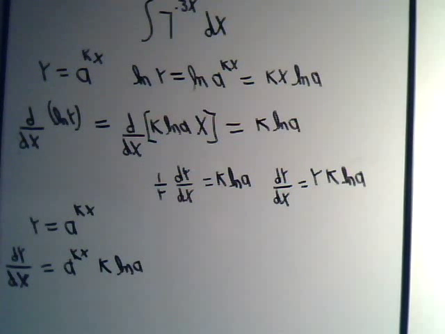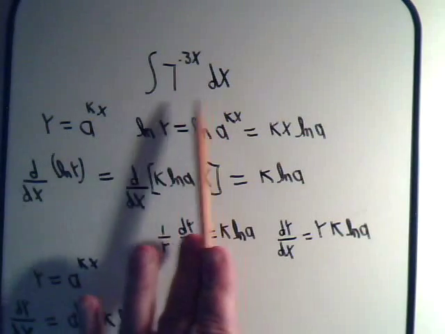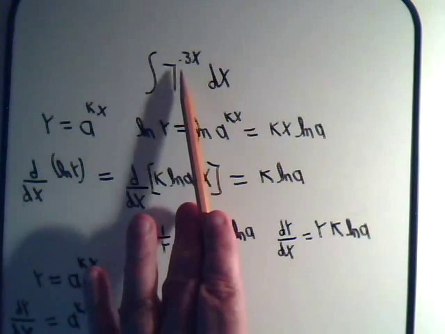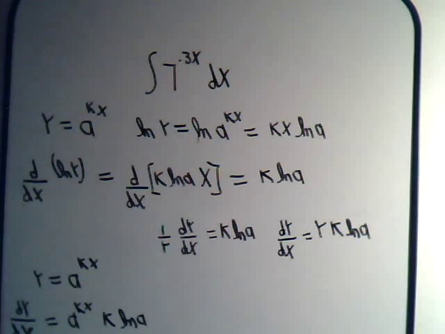And then notice what we have now. We have dy dx equals a to the kx times this constant. Now, if I multiply both sides of the equation by dx, I'm going to have this constant raised to a variable power times dx. And that's exactly what we have inside of this integral sign. A constant raised to a variable power times another constant. So let's go ahead and do that.